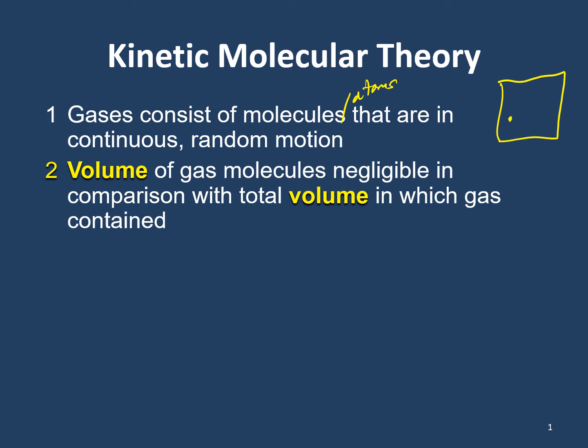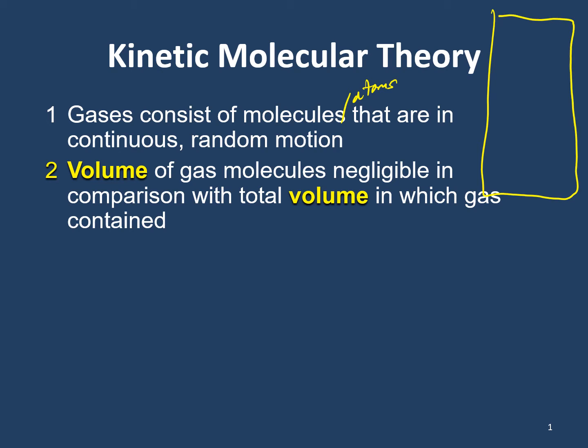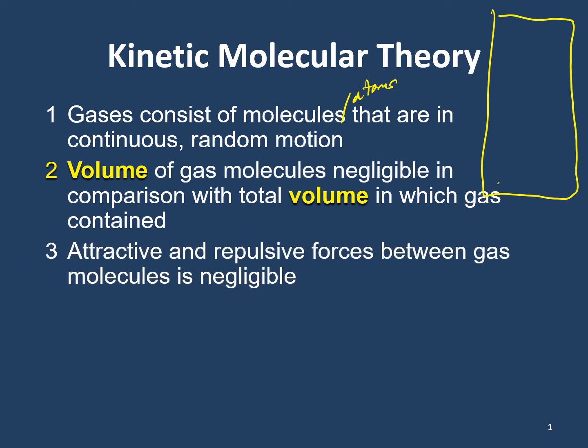The second part of the kinetic molecular theory is that the volume of gas molecules or atoms is negligible in comparison to the total volume in which the gas is contained. So this picture I've drawn doesn't do it justice. If we think about a container this big, we wouldn't even be able to see the gas particle. It would be just the tiniest little blip. In fact, that dot I've just drawn is way too big to even describe it. It wouldn't even be the size of one of the pixels on my screen.